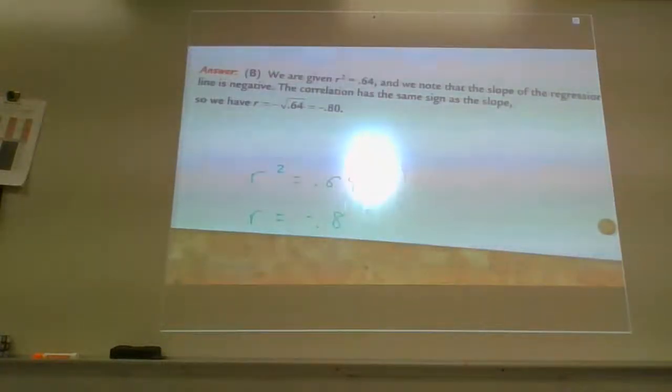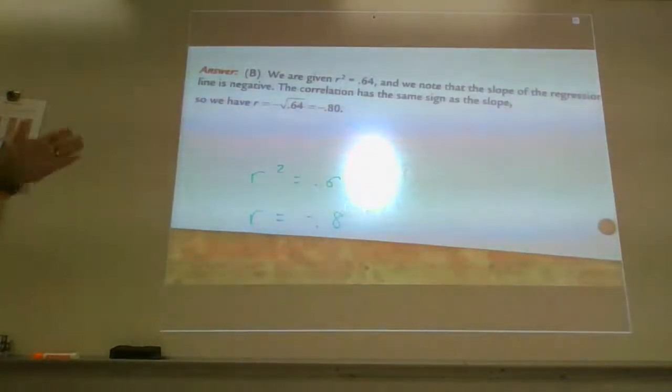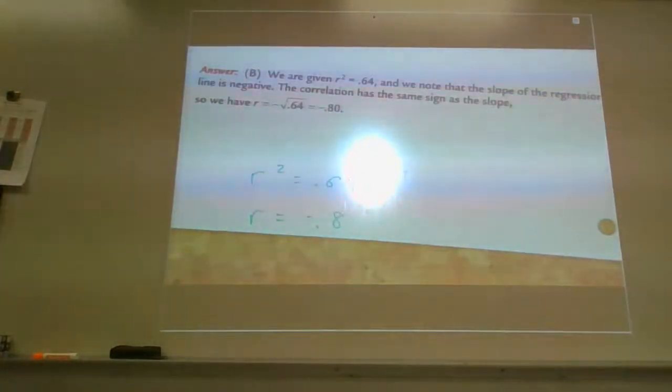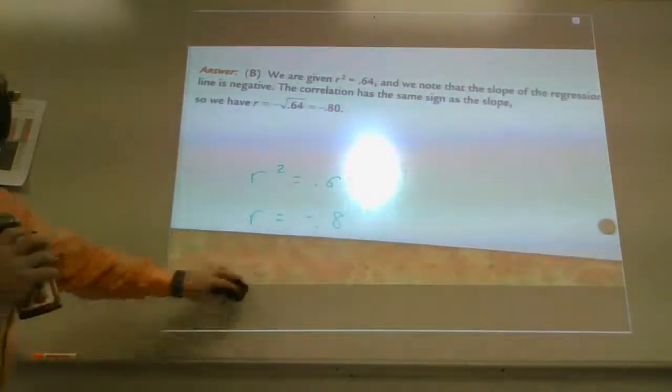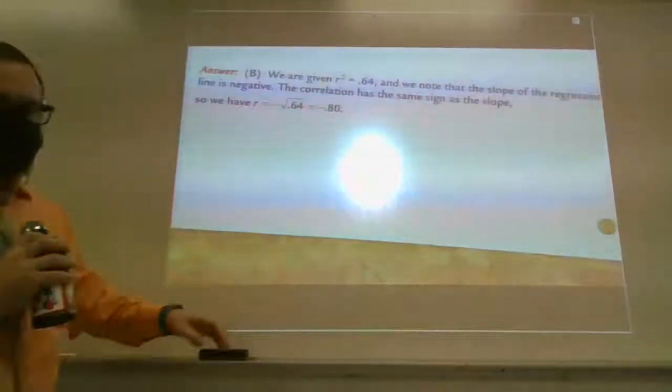Yep, we're given R squared equals 0.64. We need the slope of the regression line is negative. The correlation has the same sign as the slope. So we have R equal to negative square root of 0.64. Solid. Excellent.